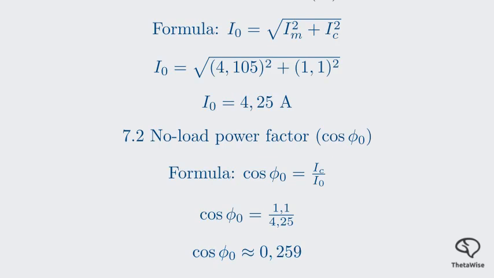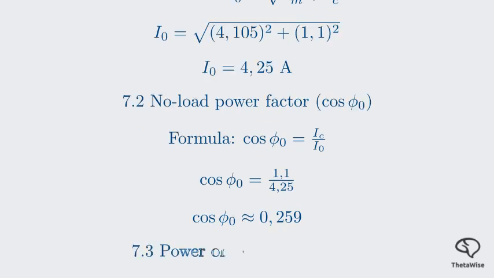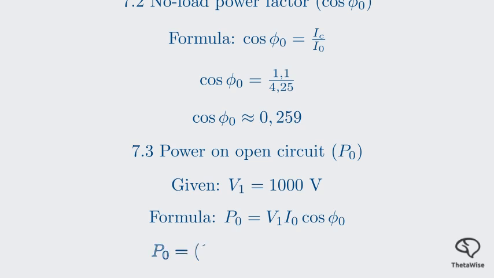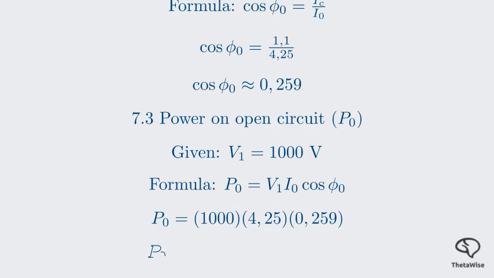Finally, part 7.3, the power on open circuit. This time, the supply voltage V sub 1 is 1000 volts. The formula is P sub 0 equals V sub 1 I sub 0 cosine phi sub 0. We multiply 1000 volts by the current we found, 4.25 amperes, and the power factor we just calculated, 0.259. This gives us approximately 1.1 kilowatts. This demonstrates how the iron losses of the transformer change with the supply voltage.